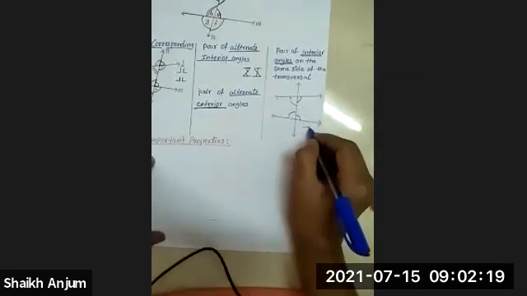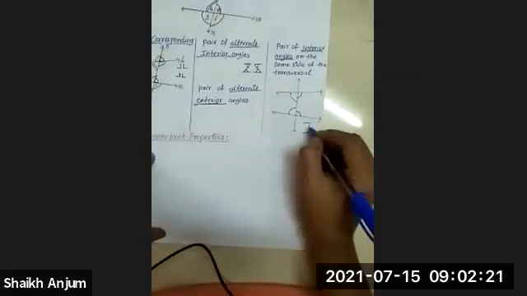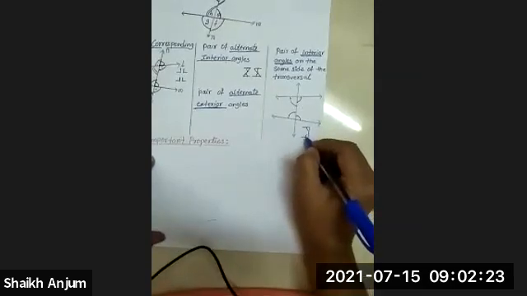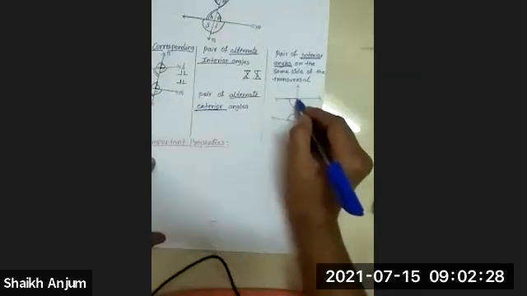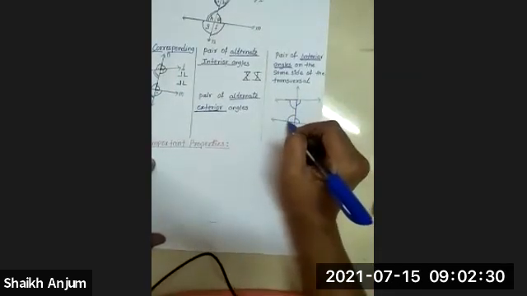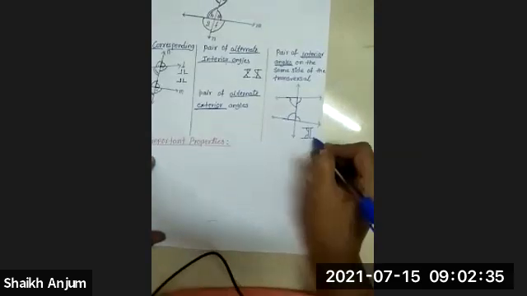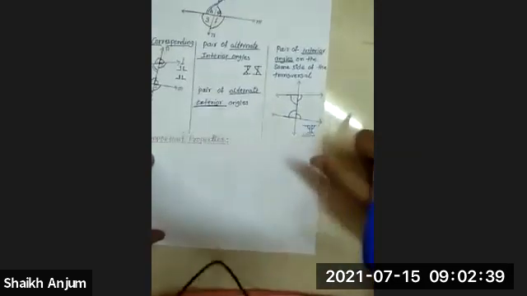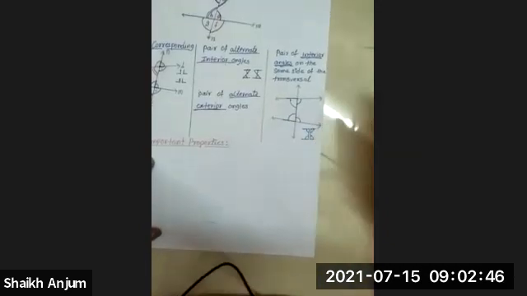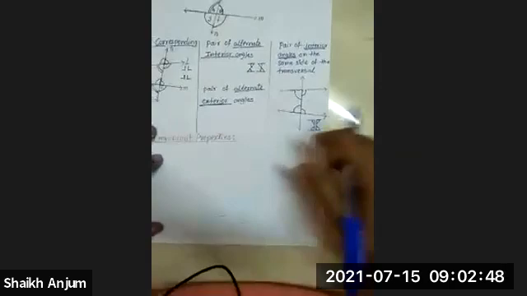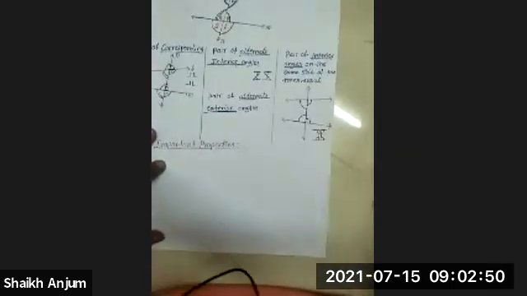Simply you can mention here like that. That is the pair of interior angles. From the other side, this one is also a pair of interior angles. Okay. Now, these are the 8 different types of angles.